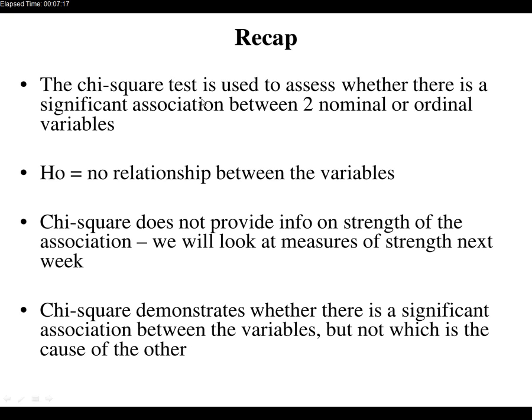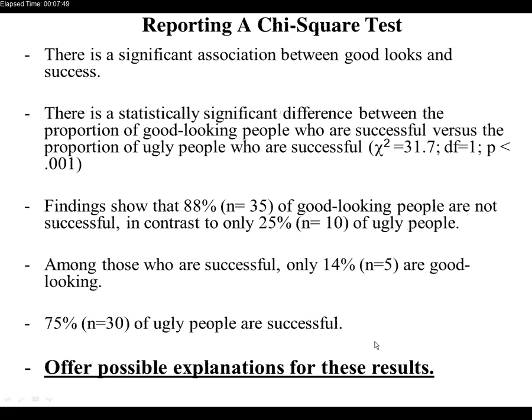Okay, so let's recap. The chi-square test is used to assess whether there is a significant association between two nominal or ordinal variables. Null hypothesis equals no relationship between the variables. Chi-square does not provide info on strength of the association. We'll look at measures of strength not next week, but actually in the next video. Chi-square demonstrates whether there is a significant association between the variables, but not which is the cause of the other.